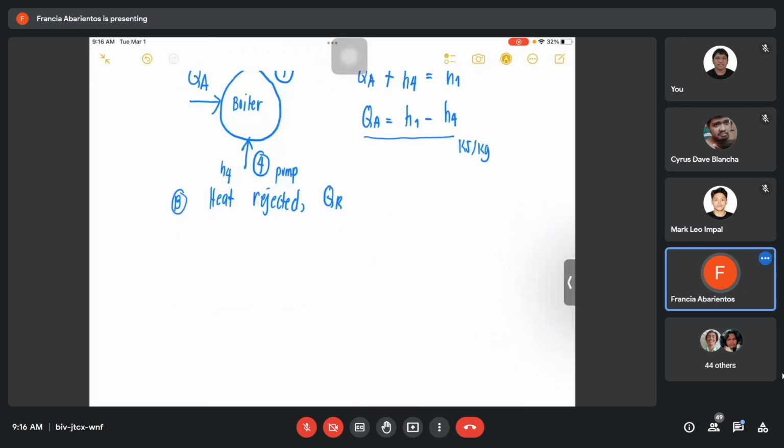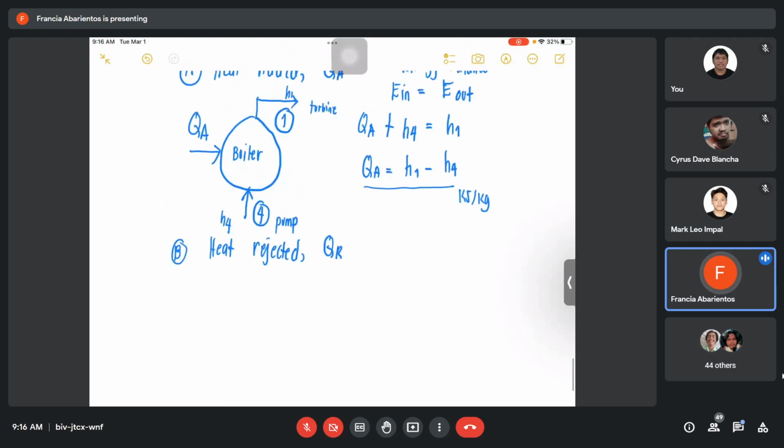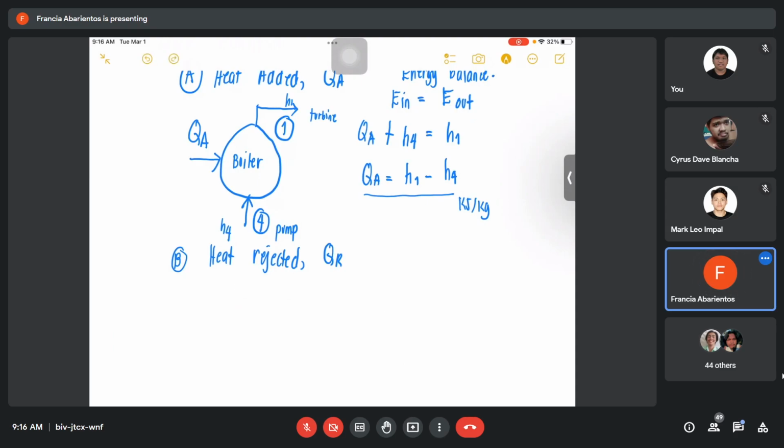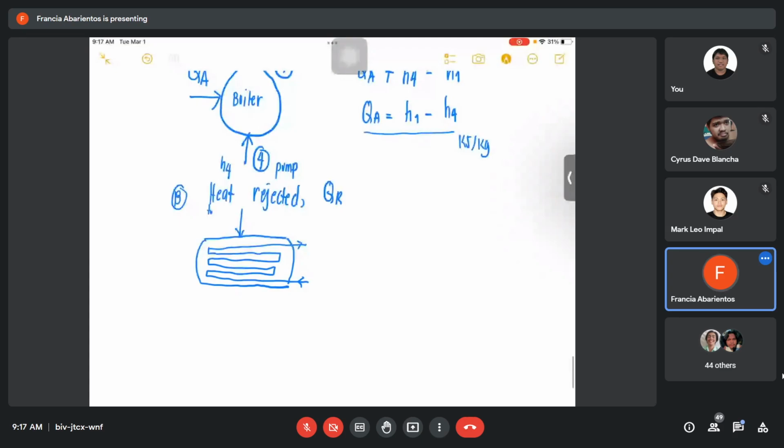Okay, in the condenser class, draw mo ulit yung basic natin. We have now the condenser. Okay, in a condenser class, ganito sabi ko. So, the cooling water. Disregard the cooling water, but in the heat rejected class, from the turbine, di ba yung turbina natin. So, this is point 2. So, we have enthalpy at point 2, and the leaving energy is 3. So, the enthalpy at point 3.